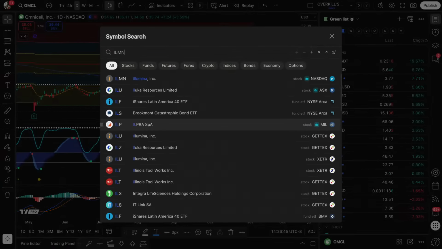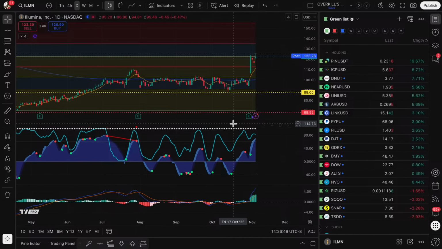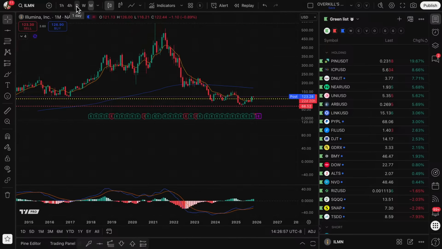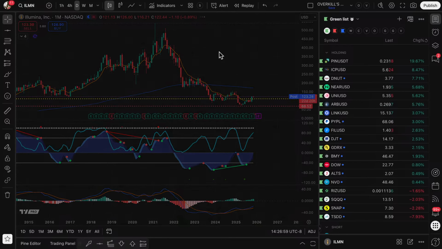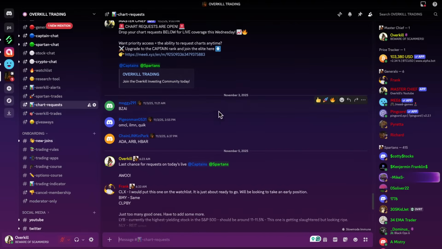ILMN, Illumina. That one had a nice pop after earnings. I'd move your stop loss up to 110. And it's green on the monthly, so that's good. So we're just looking for that red zone to take profits. That's up there between 140 and 150. Nice move off of earnings. That one looks good. Watch for that continuation. I'd probably sell that one at like 145.